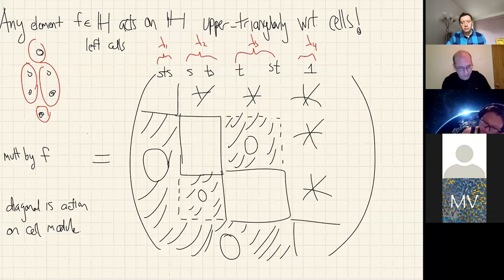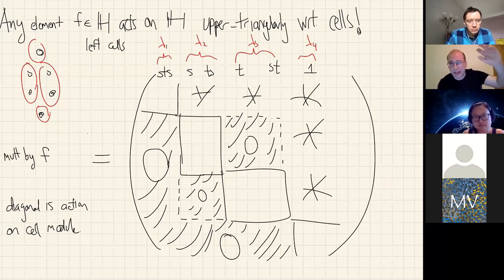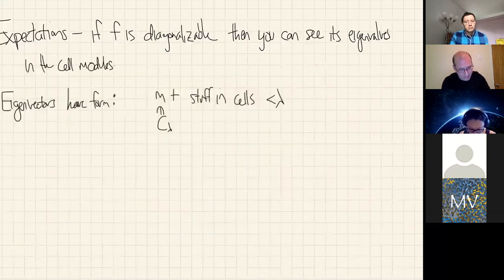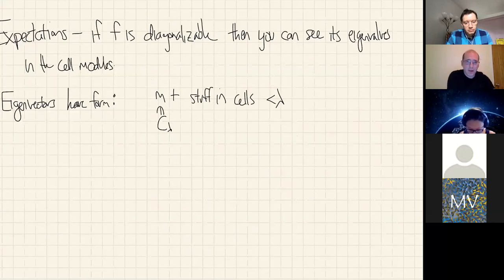Cell theory. Okay. So any element of an algebra will act to preserve an ideal. So you have this filtration of the algebra by ideals corresponding to the cells, and any element of the algebra has to act upper triangularly on this filtration. If F is diagonalizable, you expect to see its eigenvalues in cell modules. And eigenvectors should all be things of the form something in cell lambda plus something in smaller cells.